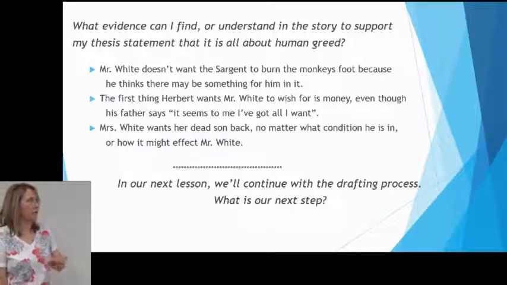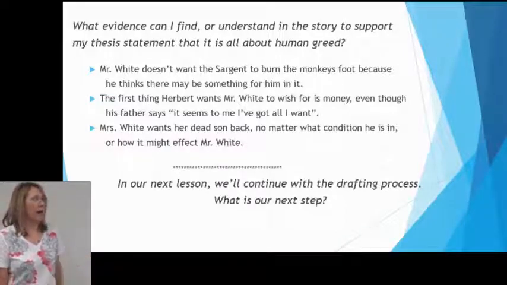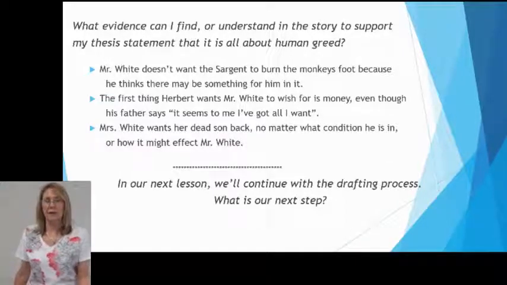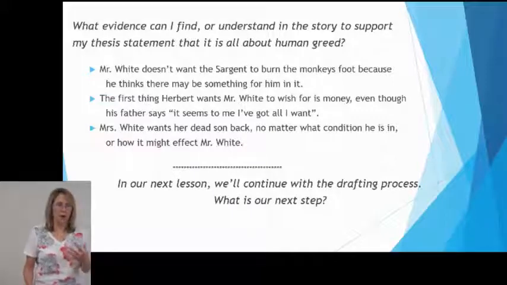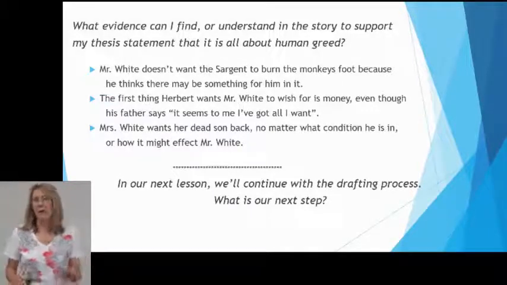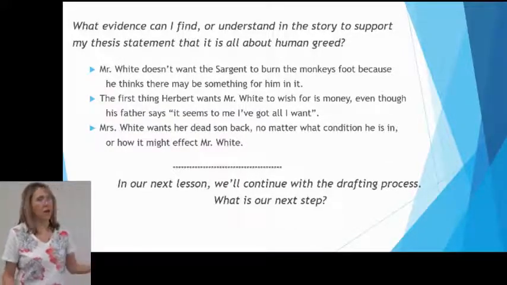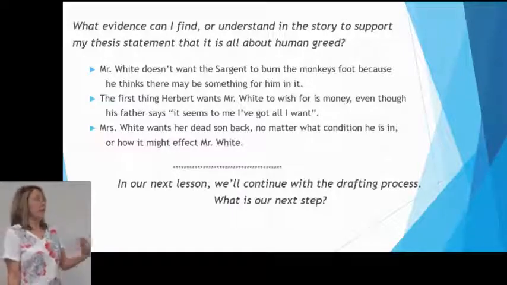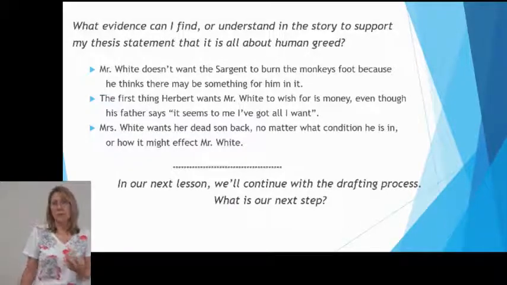He wants 200 pounds. Then, after they get their wish, and their son is dead, Mrs. White wants her dead son back, no matter what condition he's in, or how it might affect her husband. So, for me, these are all elements of greed, a form of greed towards wanting someone back so bad you don't care what the consequences are if you get them back. Two, wanting money no matter what the negative consequences are, even if you've been warned. And three, that you want something that you've already been warned may create some misery in your life.